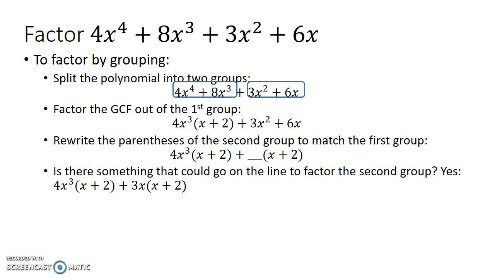Am I factored? No. This is not a product, this is a sum. Because it's a sum, it's not factored yet. The next step is that now I should factor it. The reason we needed the parentheses to match is because now, instead of a four-term polynomial, I have a binomial. The first term is 4x to the third times x plus 2, and the second term is 3x times x plus 2. The x plus 2 portion of each term is common, so I do have a GCF in this binomial. The GCF in this case is x plus 2.